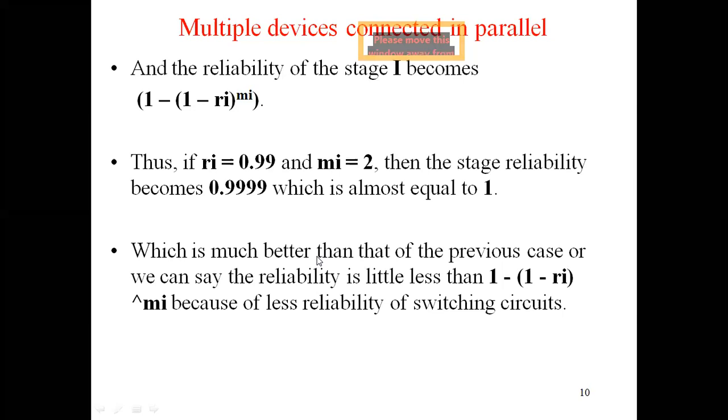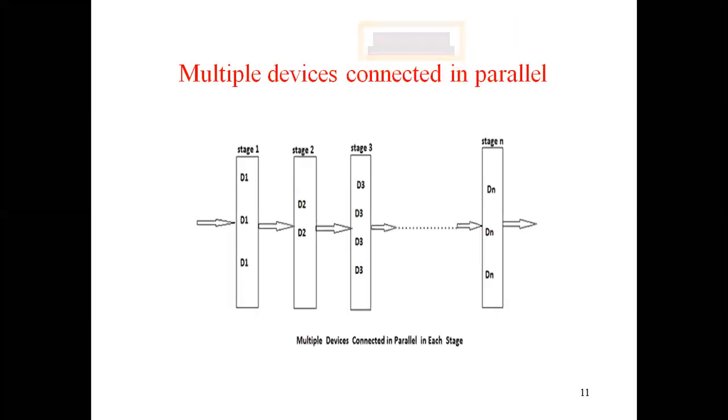But the switching circuit's reliability is also less. Okay, multiple devices connected in parallel. This is the figure already given, already explained. We have stage 1, stage 2, stage 3 like this. In stage 1, we have D1 type devices, 3 are there. In stage 2, D2 type devices, 2 are there, and so on.